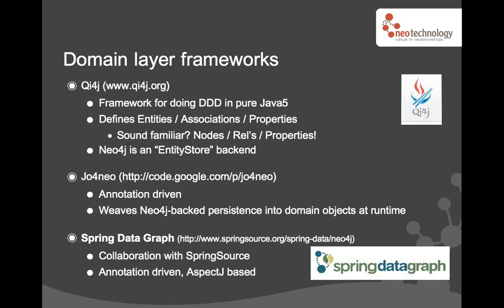And the one that we're investing a lot of time and effort in is called Spring Data Graph, which is a collaboration we have with SpringSource, the backers of Spring Framework, which is very similar to Jo4neo, but even more powerful. Where you declare your plain old Java objects with annotations. And then AspectJ, which is an aspect-oriented framework, will introspect those domain objects and serialize them to the graph transparently.